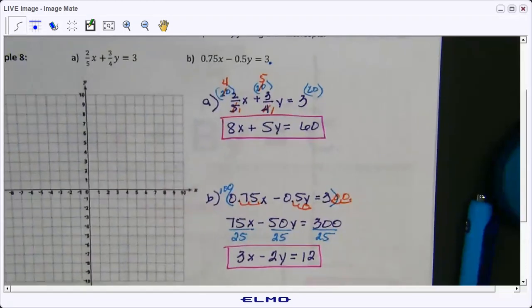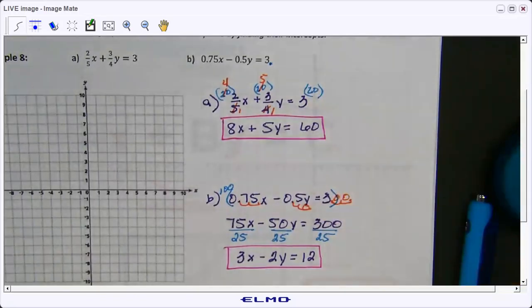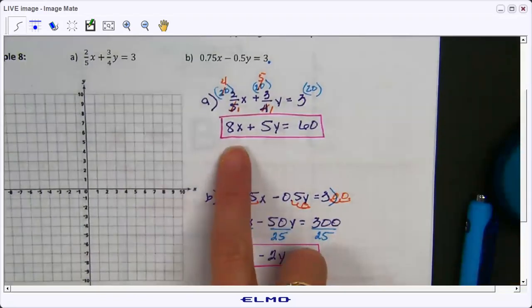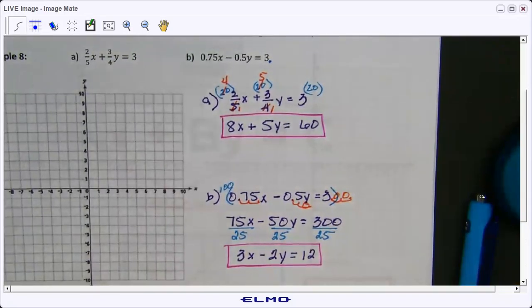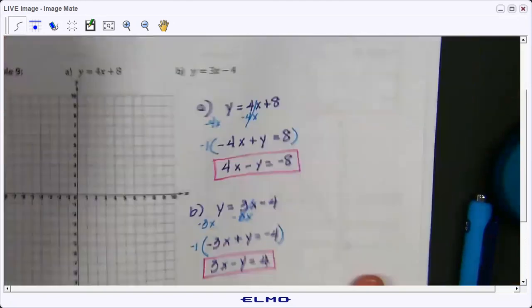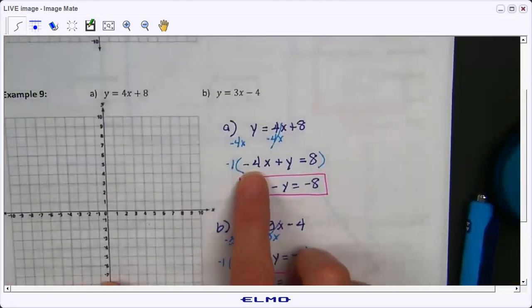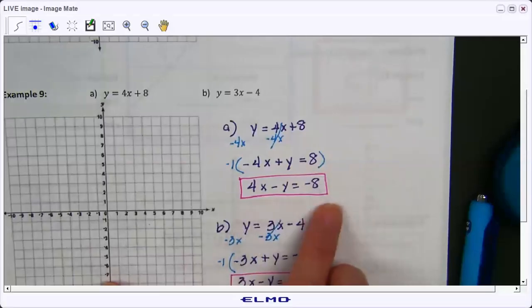And for the people watching on the video, I didn't say to simplify it or put it in standard form. So if you did it, for A, you'll get this, and for B, you might get 75x minus 50y equals 300. And that's fine also when you're finding intercepts. Okay, and then example 9. If you didn't change your A to positive, you'll get negative 4x plus y equals 8. If you did, you get 4x minus y equals negative 8. And the same for letter B.